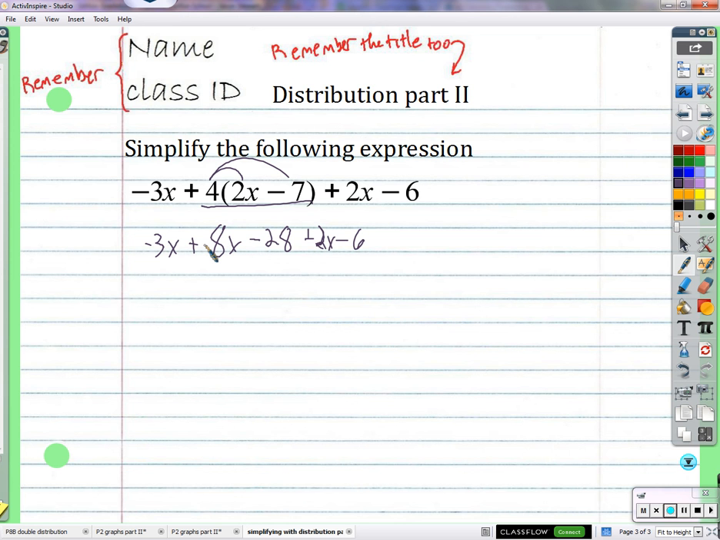Okay, I did this way wrong. And then would you do 8x minus 2x? I appreciate the participation. Robert. Would you do 8x plus 2x? You certainly could. 8x plus 2x is 10x. And negative 3x plus 10x is 7x. Negative 28 minus 6. Negative 34. I was way off.